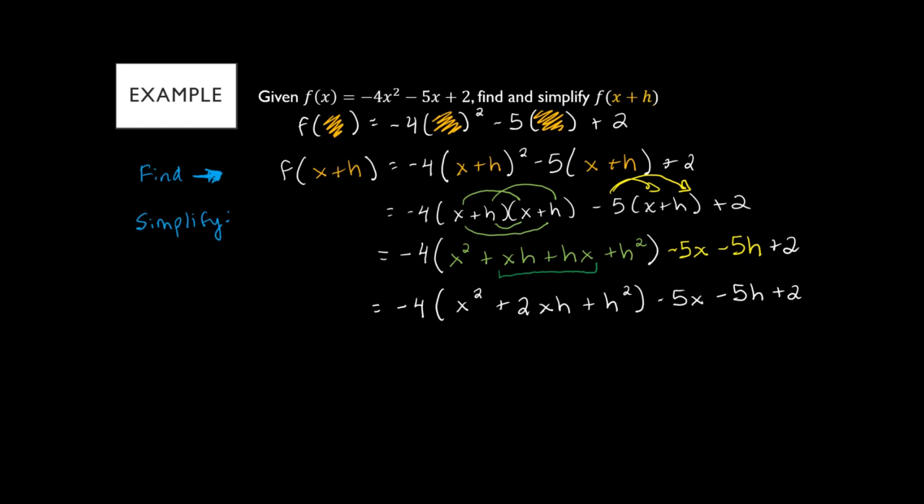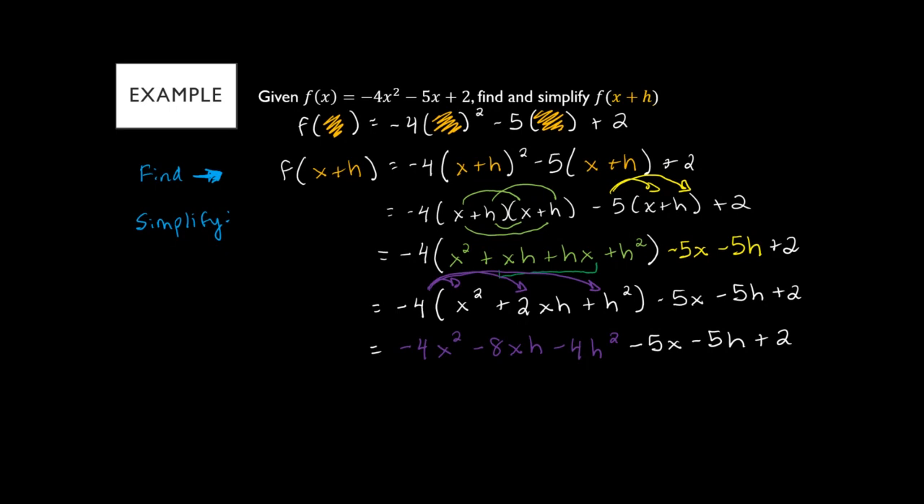And now we need to multiply through the parentheses the, what color, I'm running out of colors here. We can use purple, I guess. The -4. So we get -4x squared. And then -4 times the 2hx, so -4 times 2 is -8xh. And then -4 times h squared. And then we still have our -5x minus 5h plus 2.